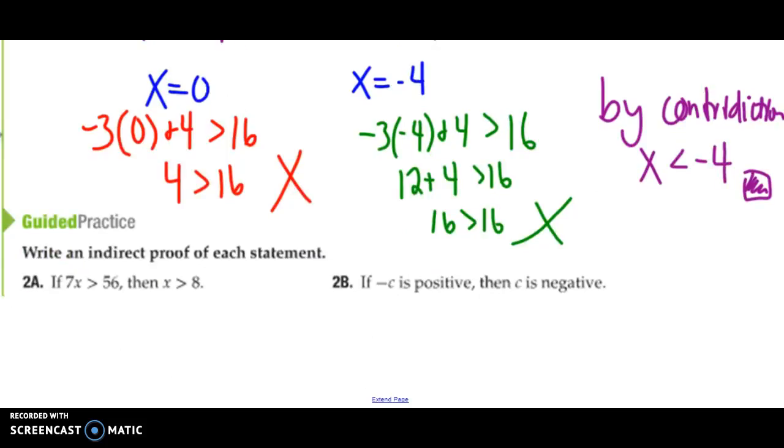Here are some examples of indirect proofs that you can try, A or B. If you want to try A: if 7x is greater than 56, then it must be true that x is greater than 8. That's very similar to the one we just did. One that might be a little bit different is letter B: if negative c is positive, then c is negative.